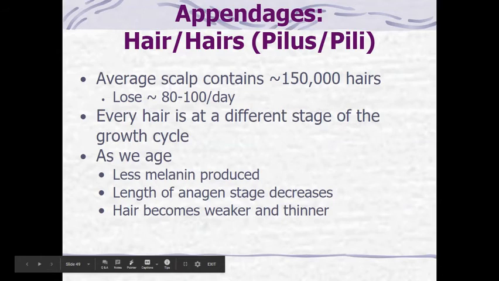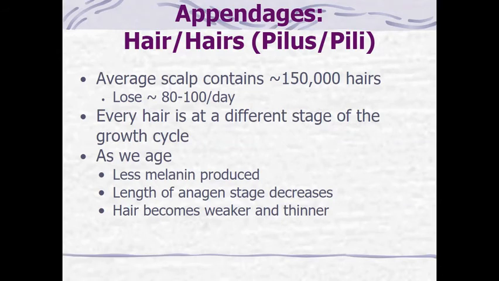The average scalp contains approximately 150,000 hairs, and the average person loses 80 to 100 hairs a day. All of our hair is at different stages in the growth cycle. So that's why we don't lose all of our hair at once and then it all starts to regrow. And as we age, less melanin is produced. And so eventually that's why we start to go gray. The length of the anagen stage decreases. So that growth stage shortens and the hair becomes weaker and thinner over time.